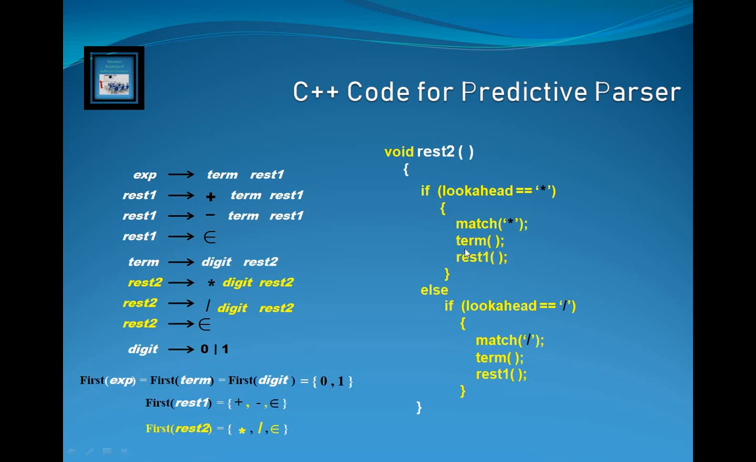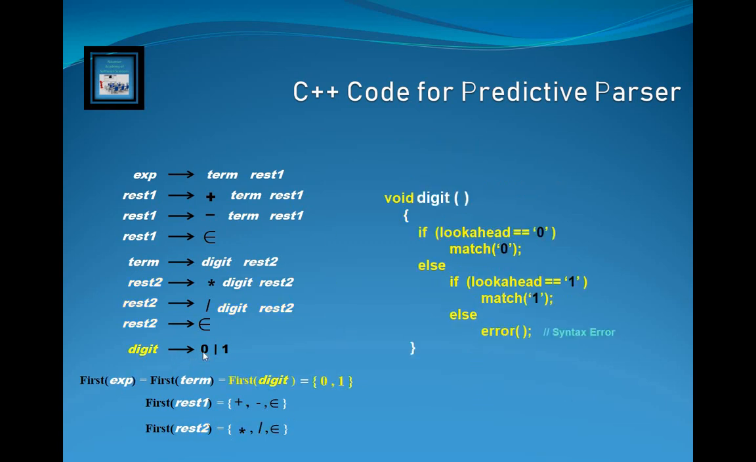If lookahead is equal to star, then match this token, then, I'm sorry, here the digit function should come. I think you can say there is a fault here. So the digit function call should come here, then the rest2 function call. And in else, if lookahead is equal to this operator, then match this token, then the digit function call, and then the rest2 function call. Similarly, for digit there are only two productions and there is no epsilon production for digit.